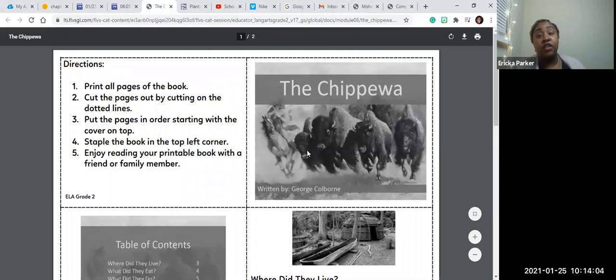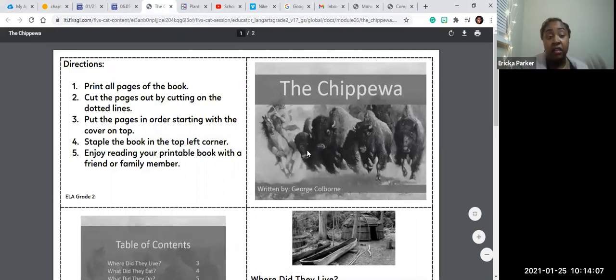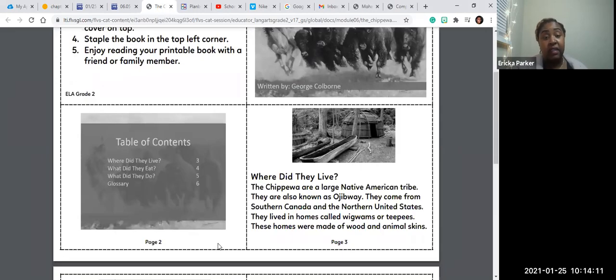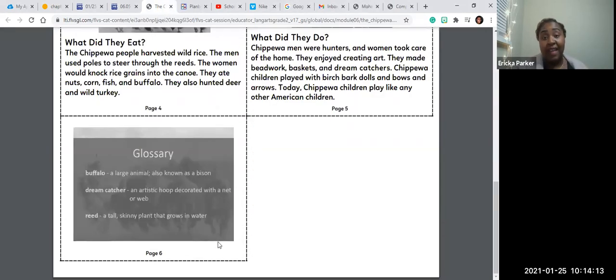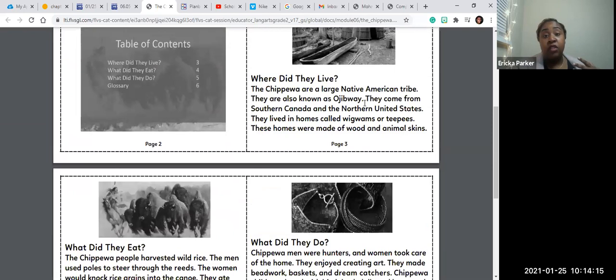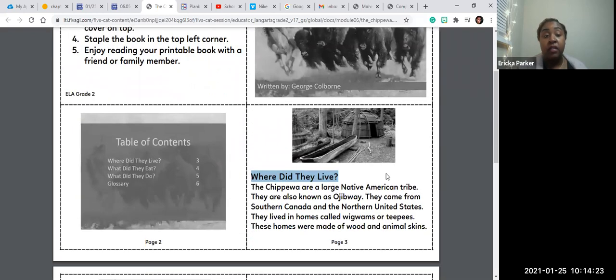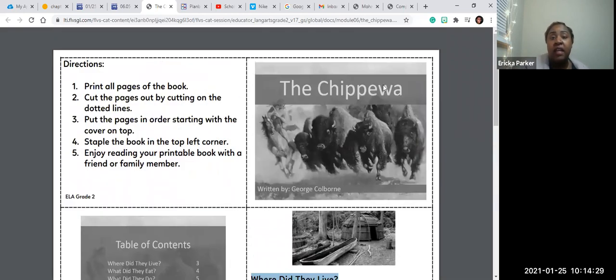I want you to make sure that you are looking at the text features in the story, such as table of contents and also the glossary that's at the end. I want you to pay attention to some of the headings, what we call headings in the story here. Okay? So we are going to look at this first story, the Chippewa story.